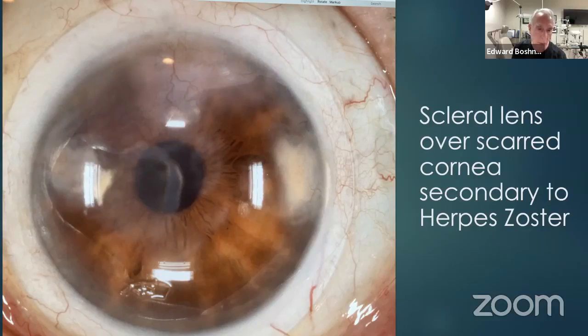She lives alone, lives by herself. And if she needed a transplant, there'd be nobody to take her to the doctor or to the hospital. So she's wearing this lens. She has an aid that helps her insert the lens and remove the lens.